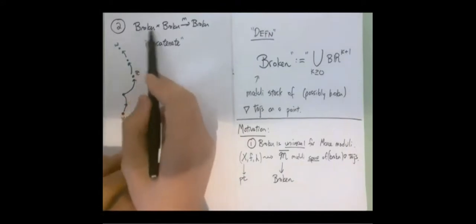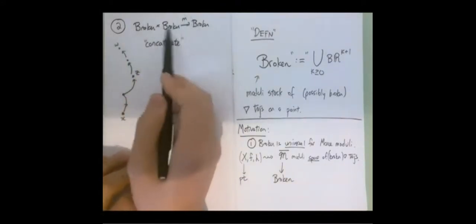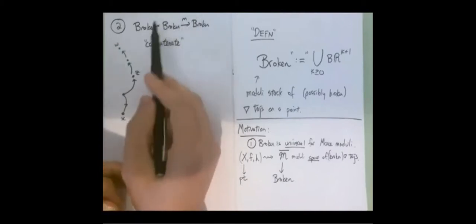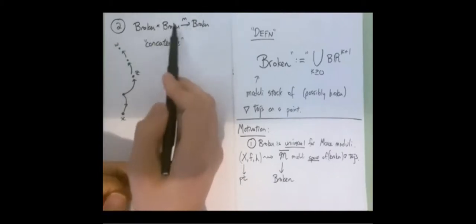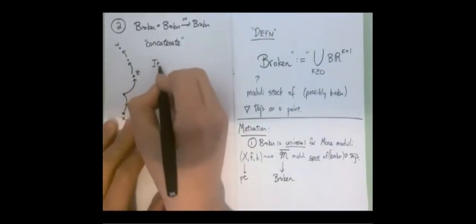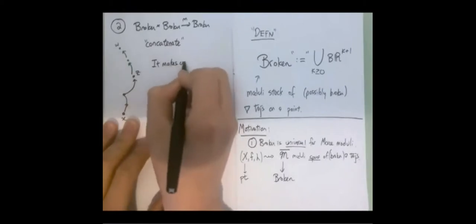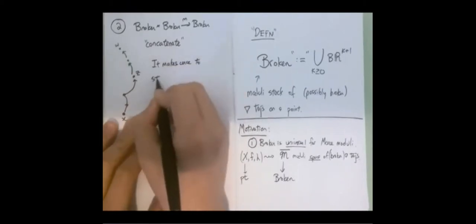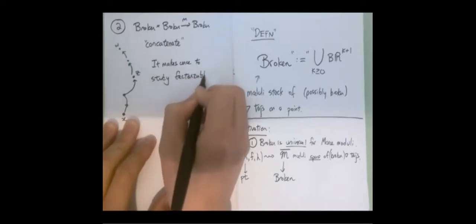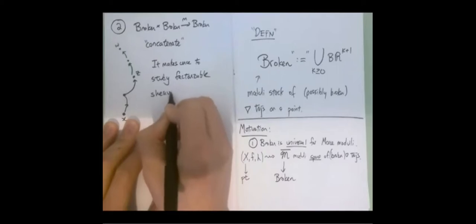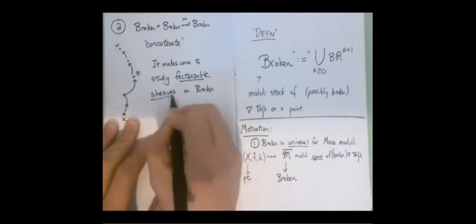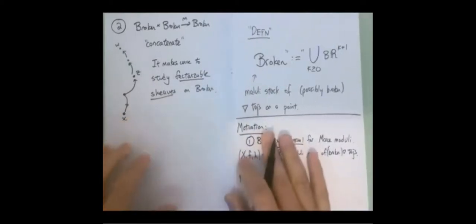Broken is now a stratified gadget with some multiplicative operation on it. And I think in the past decade or so, it's become a little bit fashionable to study sheaves on such a thing with the data of compatibility with M. So it makes sense now to study factorizable sheaves on broken. So let me say briefly what I mean by that.